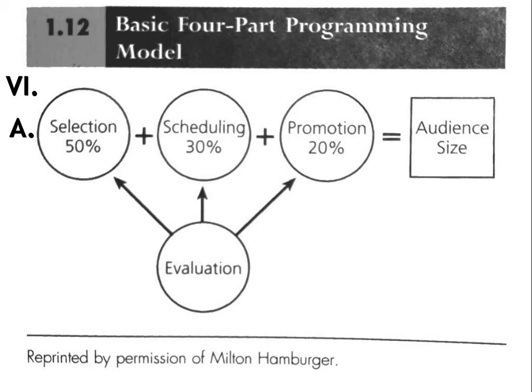Now, within those 3 different elements, the selection, the scheduling, and the promotion, you have within that always continually doing evaluation. You're evaluating each of those elements to determine how much of those things that you are doing in consultation with each other. Should you focus more or less on the selection of your content? Should you focus more or less on the promotion of your content? And trying to figure out what exactly the best formula combination is to reach your ultimate audience size goal.